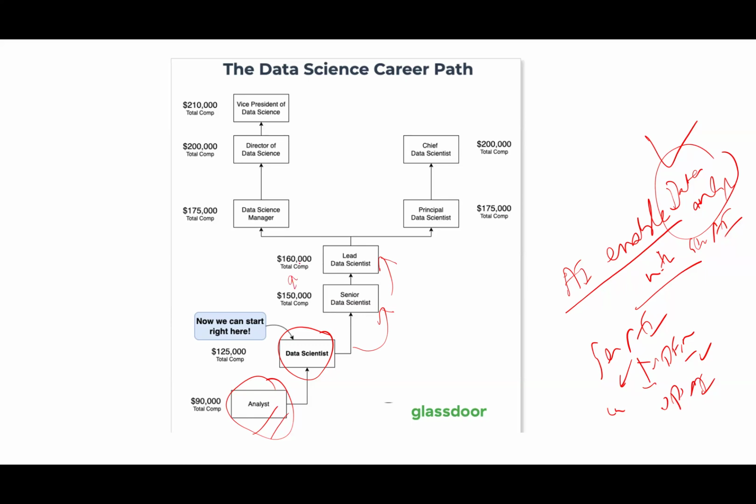Okay. So then, if you want to go further, you can go to technical or management. This is the technical track: you can go as a principal data scientist or chief data scientist. Then you can go into management roles, like data science manager, director of data science, VP of data science. So this is the data science career path we have discussed previously.